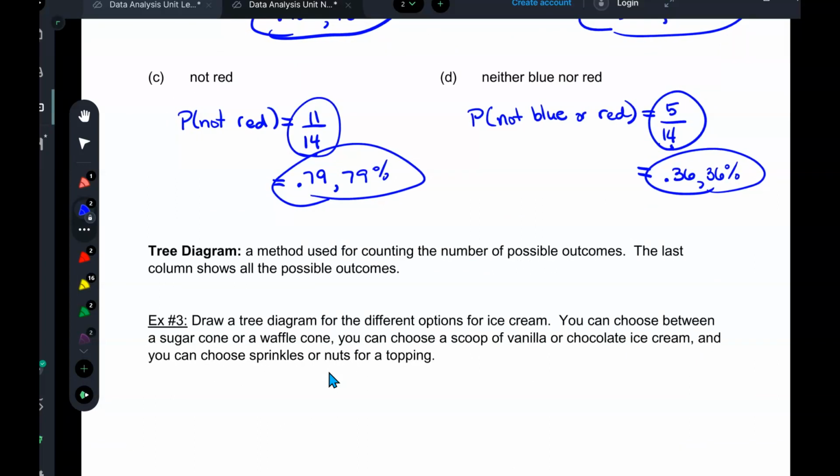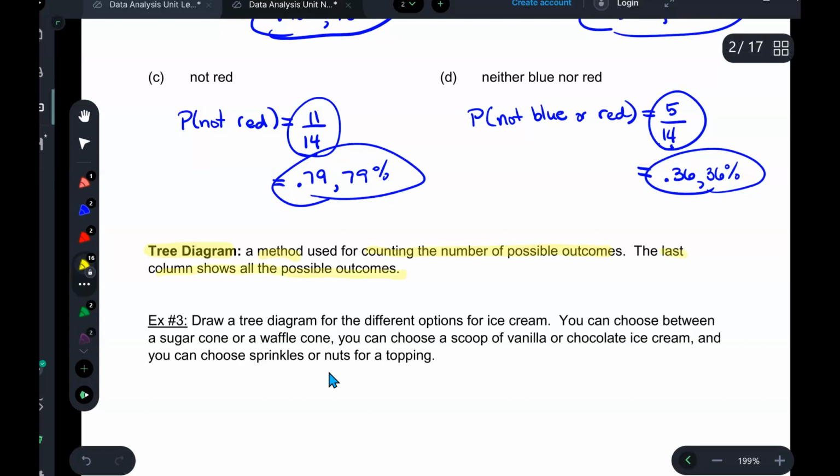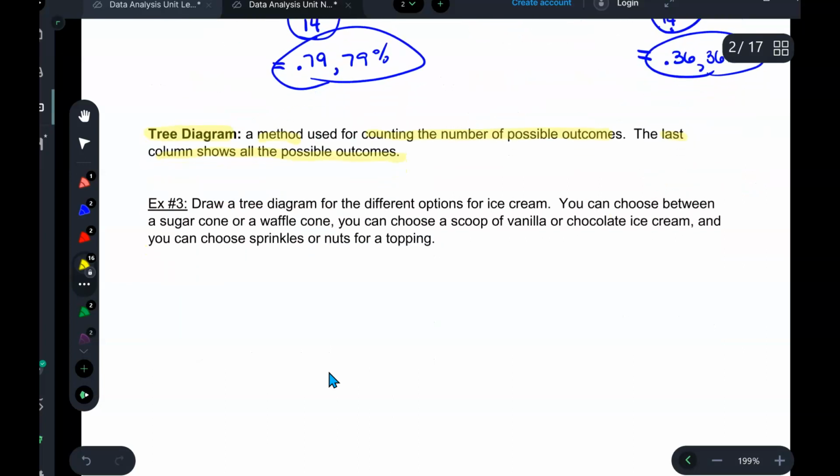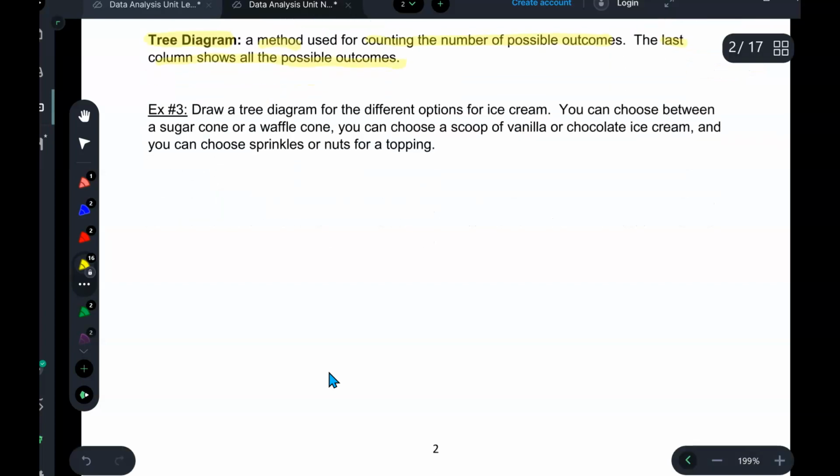Okay, so the next thing we want to do is take a look at what's called a tree diagram. This is a method used for counting the number of possible outcomes. The last column shows all the possible outcomes. So we want to draw a tree diagram for the different options for ice cream. You can choose between a sugar cone or a waffle cone. You can choose a scoop of vanilla or chocolate ice cream, and you can choose sprinkles or nuts for topping.